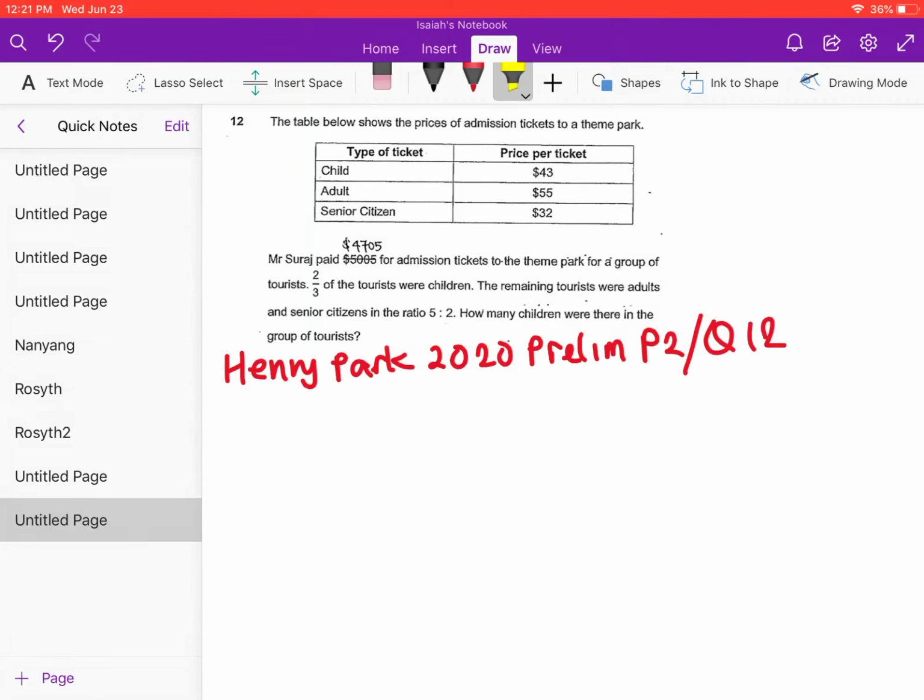Now the next question that we are going to look at is from the 2020 prelim paper of Henry Park, paper 2, question 12. Okay, let's take the next minute to look at the question and highlight the information again.